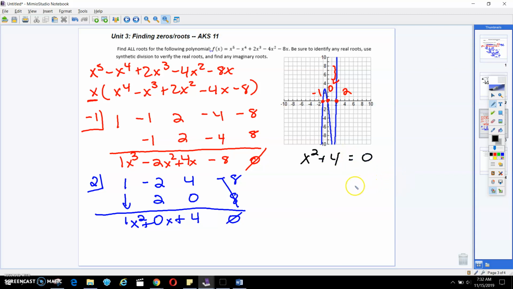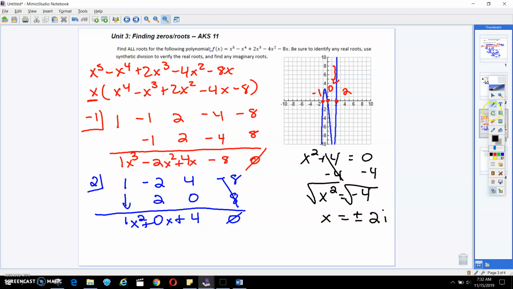Can we solve this? Okay, so we're going to move that 4 to the other side, and we've got x squared equals -4. Now I'm going to take the square root of both sides. So what is that going to give me over here? Positive and negative 2i.